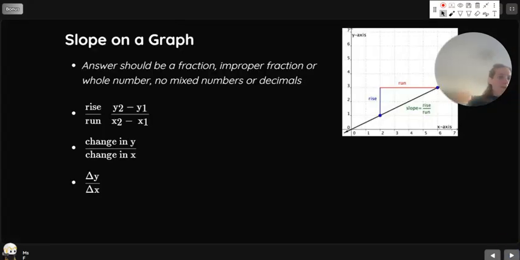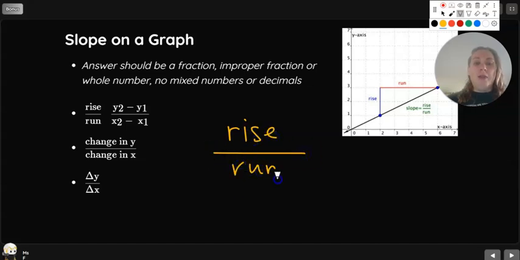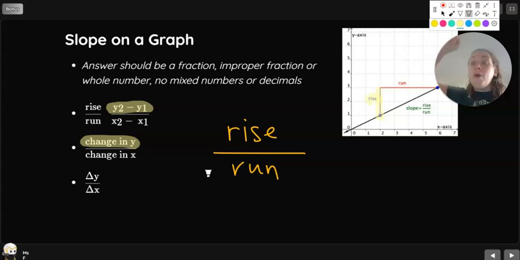Now, when we're looking at slope on a graph, as we did in our Pear Deck and in our quiz, we're always thinking of our rise over run. We really want to drill that into our head, rise over run, rise over run. And then remember that our rise is the vertical change, right? It's the y2 minus y1. It's our change in our y coordinates. It's how much we're going up or down.